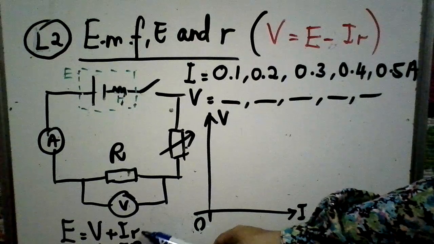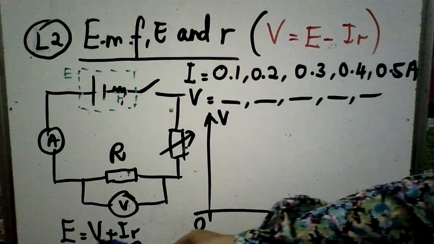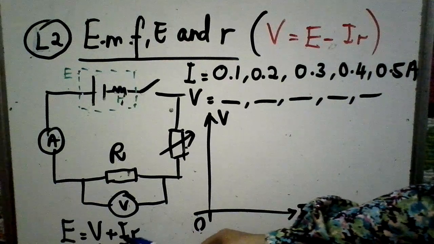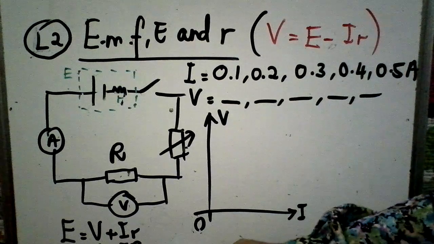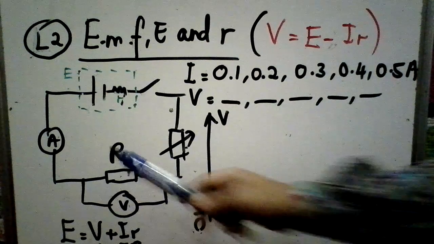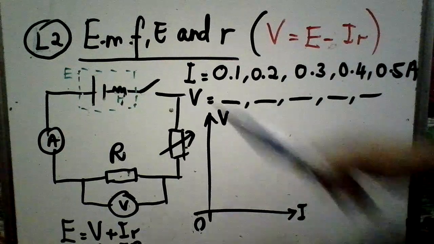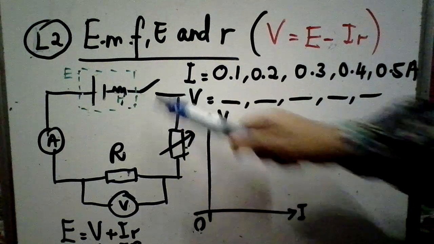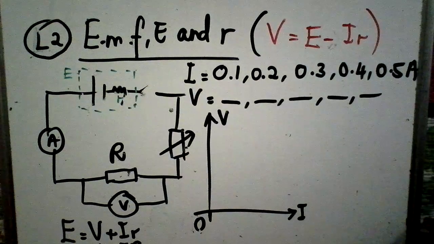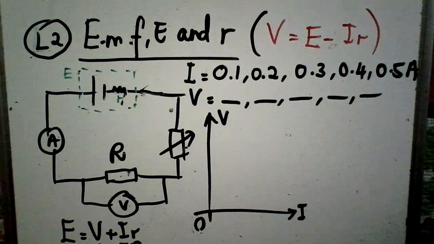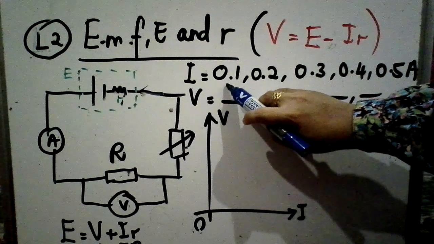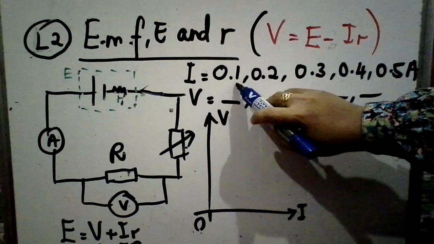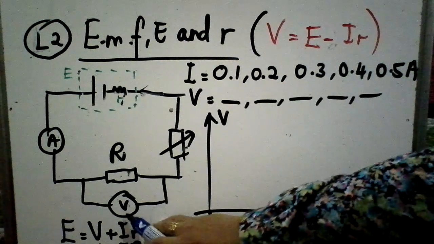Alright, in lesson 1 we discussed E equals V plus I small r, and V equals I times capital R, which is the external resistance. So we switch on, meaning we close the switch. So what we do, use the rheostat, adjust the reading of the ammeter to 0.1 ampere. Then we record the reading of V.